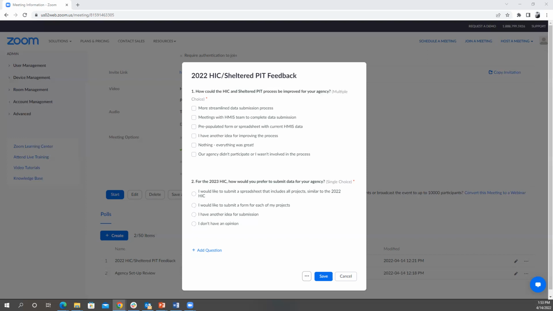I also got feedback from Andrea. This was her first year filling it out. She would prefer pre-populating and a single form for each project. Okay, thanks, Andrea.